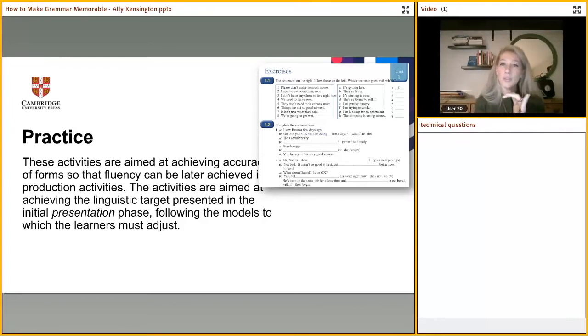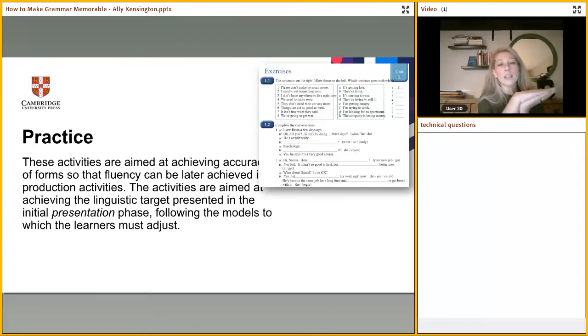Number one, for students to develop their pencil skills, they know and they practice the structure, the form, which is very important. But what about the production level? That is my crucial point. Okay, I'm just going to go on with the description of them. The activities are aimed at achieving the linguistic target presented in the initial presentation phase, following the models to which the learners must adjust. So you see what I mean?